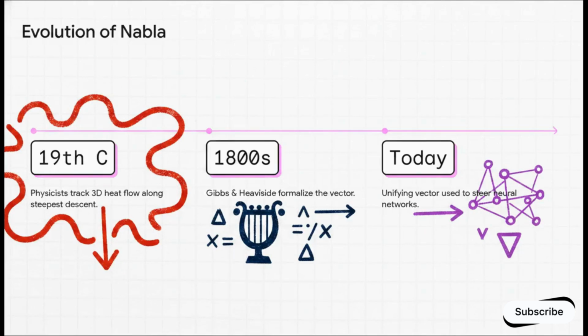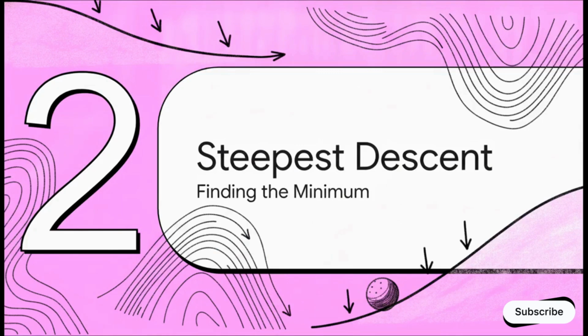Believe it or not, this concept actually originated way back with 19th century physicists who were trying to track heat flow in 3D space. They realized pretty quickly that heat doesn't just flow neatly along an X or Y axis, right? It flows along the path of steepest descent. And this realization led mathematicians to formalize this unifying vector operator. They even named it the nabla, after the shape of an ancient Hebrew harp. Fast forward to today, and we've taken that exact same mathematical harp and we're using it to steer artificial intelligence. Crazy, right?